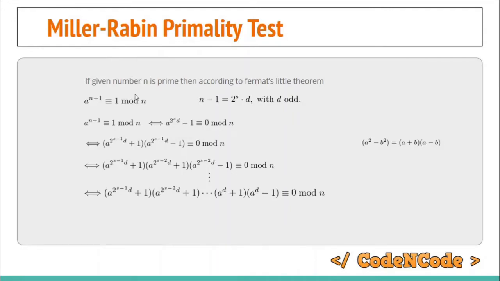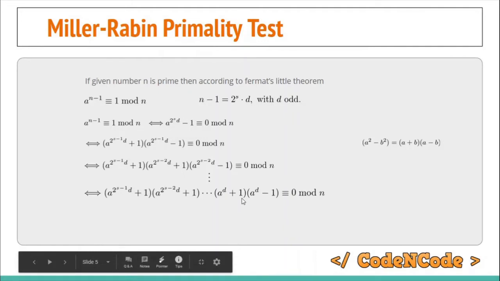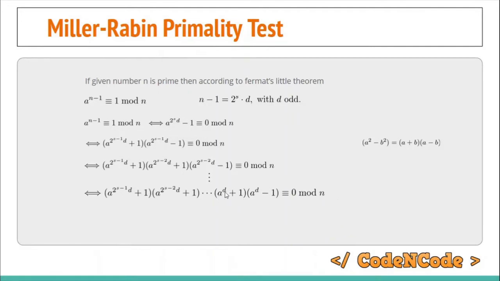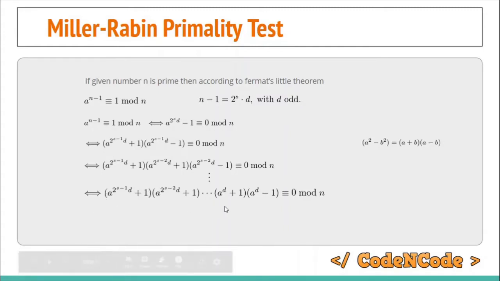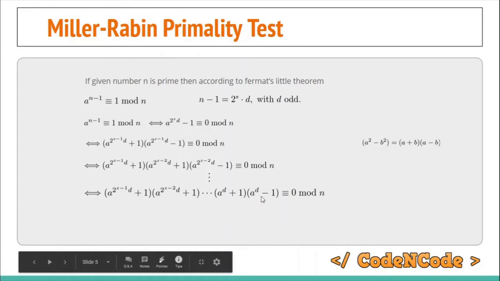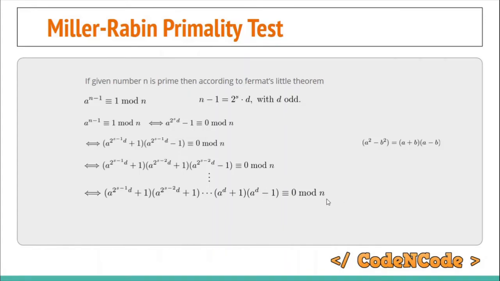So instead of only calculating a raised to power n minus 1, we are going to calculate this. We'll calculate a raised to power d. We would see whether a raised to power d minus 1 is divisible by n or not, and then a raised to power d plus 1 is divisible by n or not, and then the square of a raised to power d plus 1 is divisible by n or not, which is basically the next term, and then the next of that, and next of that. Basically, if there are x number of factors, we would calculate each factor and see whether it is divisible by n or not. If none of the factors is divisible by n, then we can safely say that n is actually a composite number. If at least one of the factors is divisible by n, then n is a probable prime.